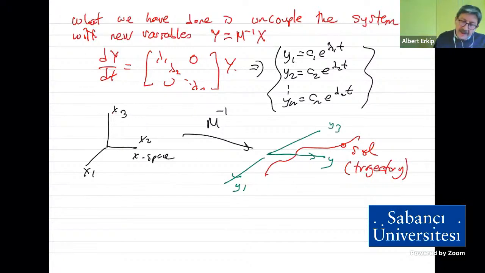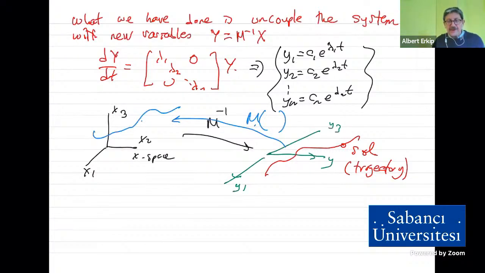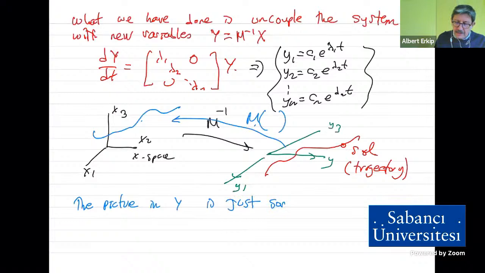And how do we carry it back to our space? Well, to carry it back to our space, we do m times this trajectory, which will give the trajectory here. But basically, the picture in y is just some distortion of the picture in x.